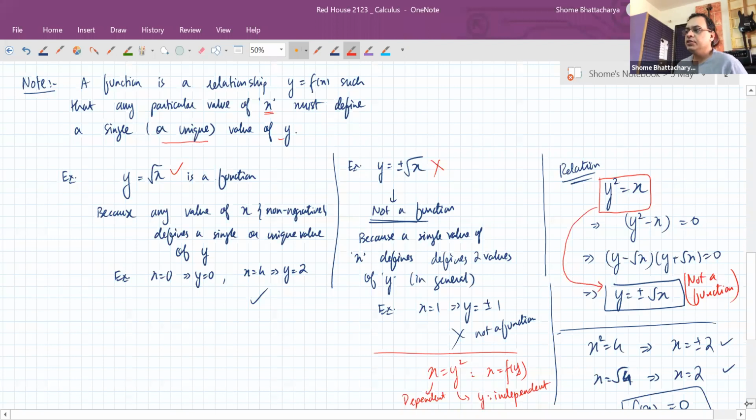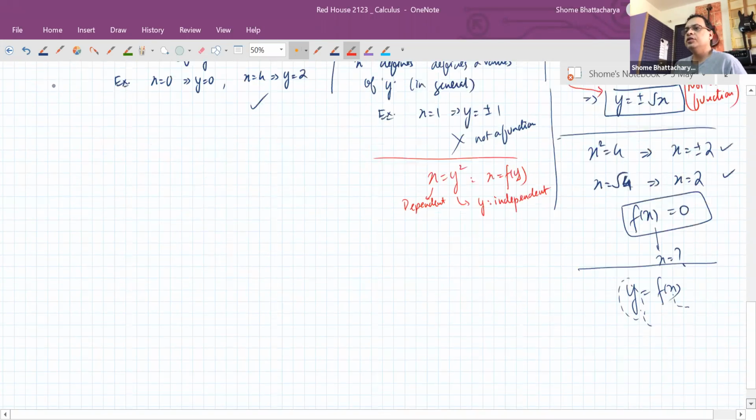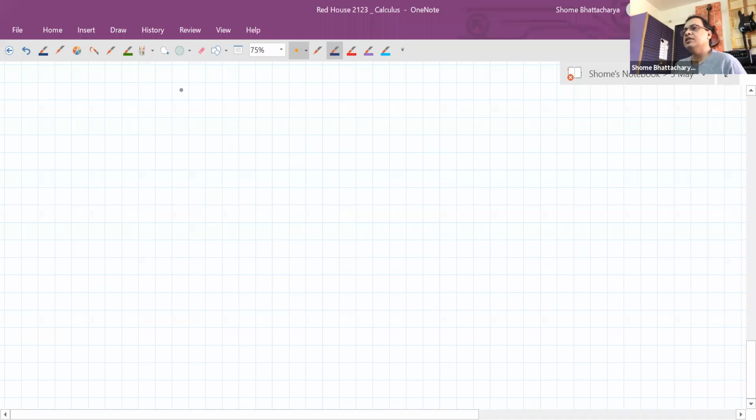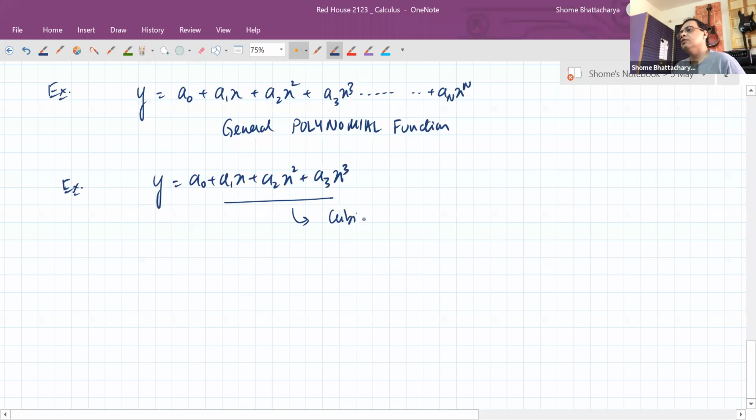There can be many different types of functions. It need not be just polynomials. So, for example, when we write a function like this, as I was telling you earlier, this is called a general polynomial function. More specifically, if I have just up to the cubic term, cubic is the maximum, then this is called a cubic function. Quadratic function you already know.